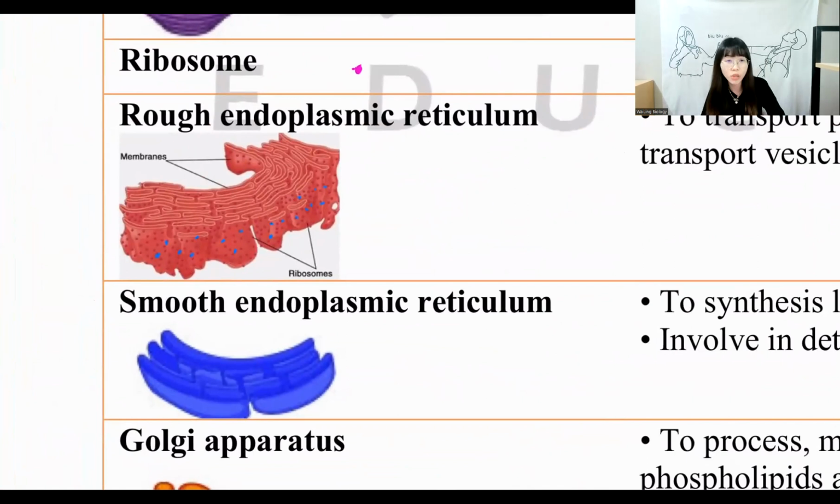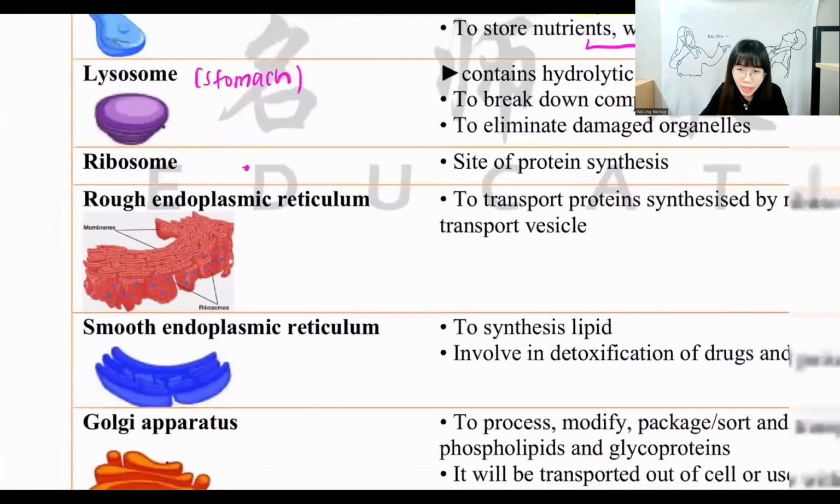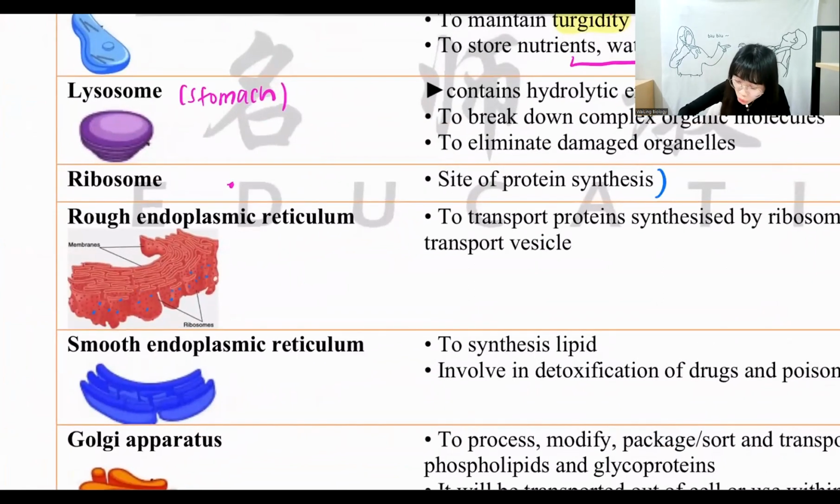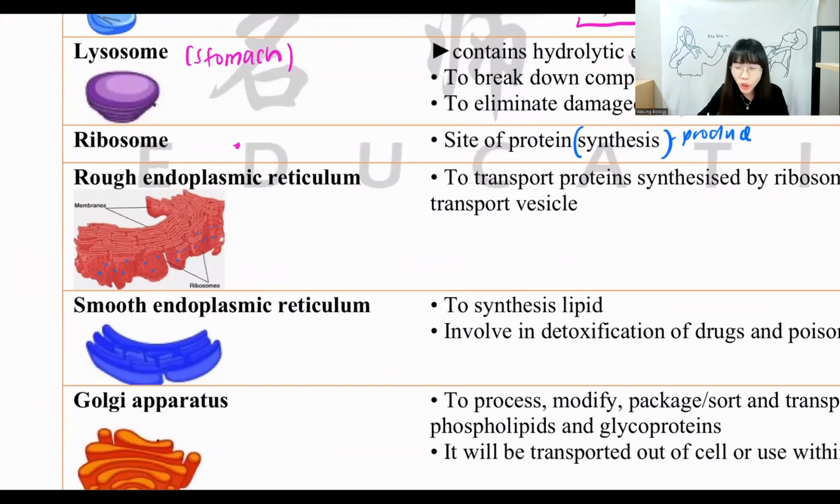Okay, what is the function of ribosome? Ribosome is used to synthesize protein. The meaning of synthesize here refers to produce, but we cannot write the word produce. We can only write the word synthesize. We have to synthesize protein. Once they synthesize protein, ROP-ER will transport protein.